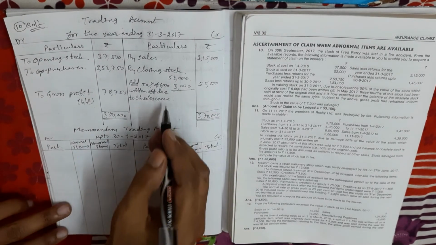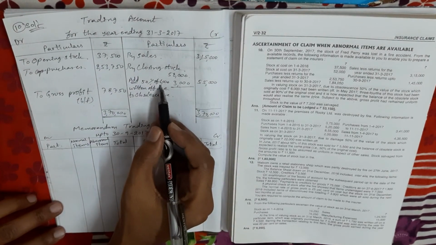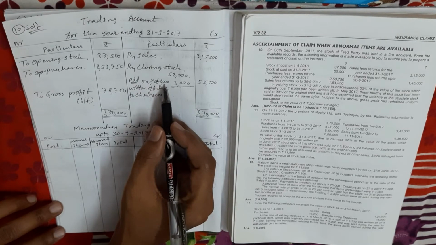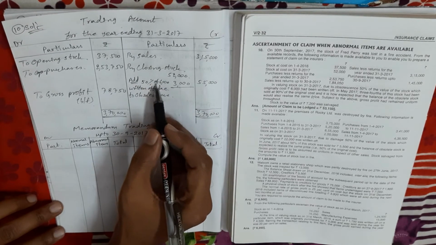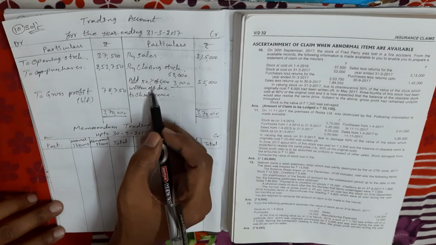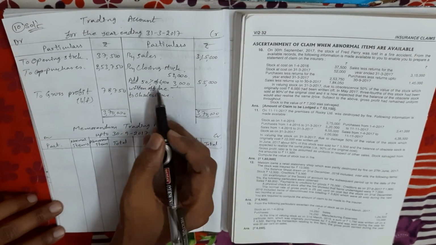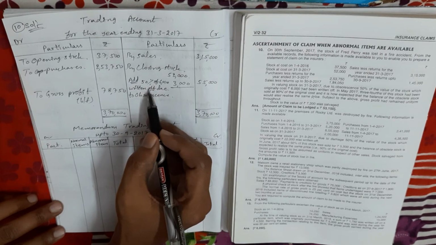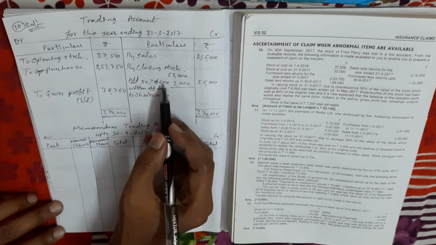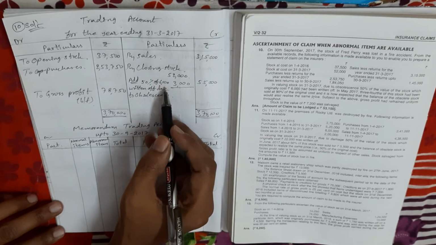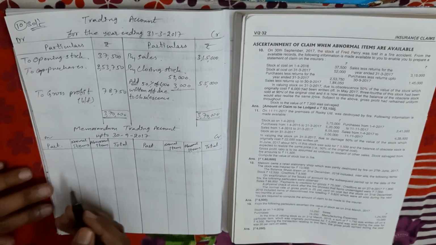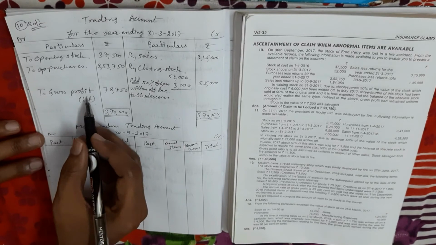So here the actual amount is 6,000 only. The actual abnormal items value is 6,000, but only 50% of the amount written off is mentioned in the problem. So that's why we have to add only 3,000 rupees. Suppose this 50% of the amount written off is not mentioned, then we take 6,000 rupees, and we adjust 6,000 rupees. This is an important point.